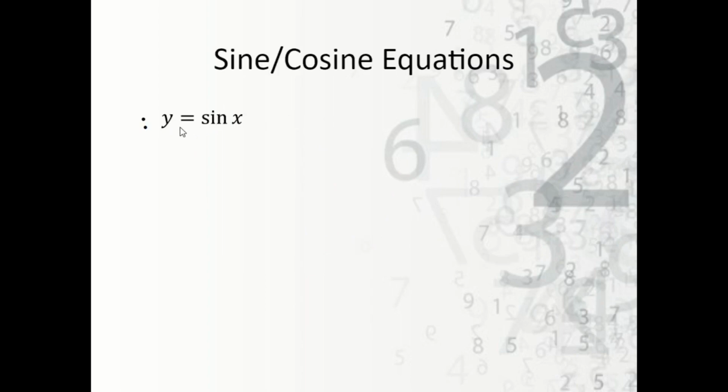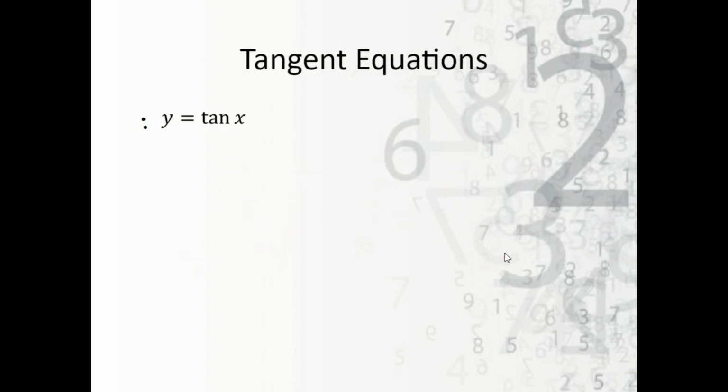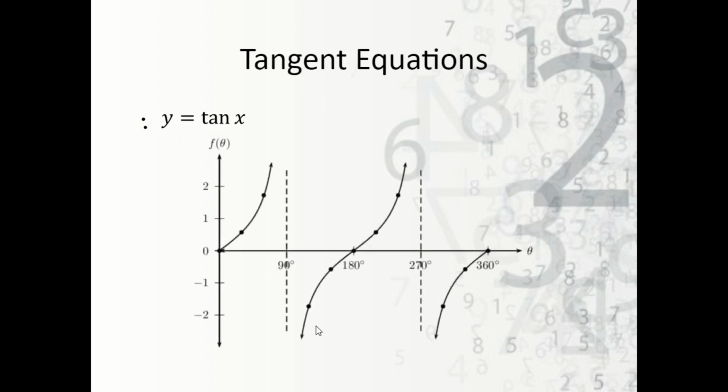Sine and cosine come of the form y equals sine x or y equals cosine x, and it forms this oscillating up and down shape. Tangent comes of the form y equals tangent x, and it forms like this snake looking thing here. So it starts like this, curves, and then goes back up.